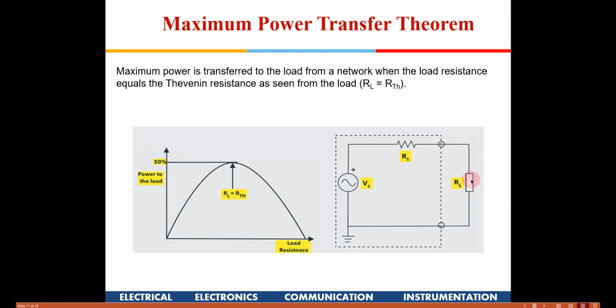So if this is generating 100 watts, there is no way you can take more than 50 watts in the RL, as long as there is an RS in series. If there is no RS in series, then we'll see that aspect later on. As long as there is an RS in series, only 50% of the power can be delivered into RL, and for that condition to happen, we should have RL equal to RS. So that is the condition for maximum power transfer.